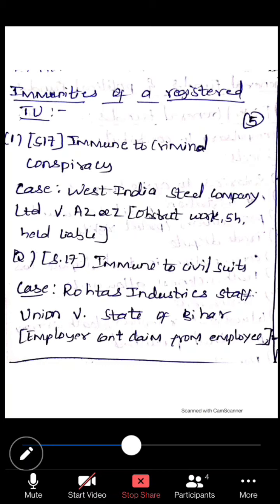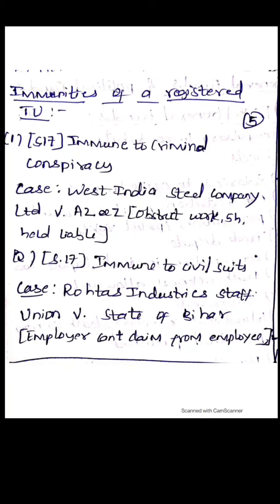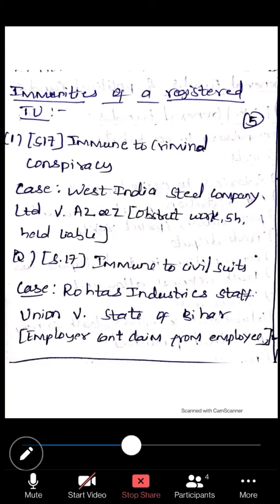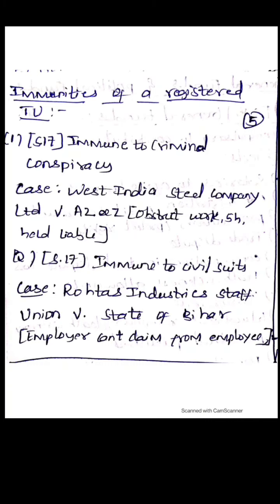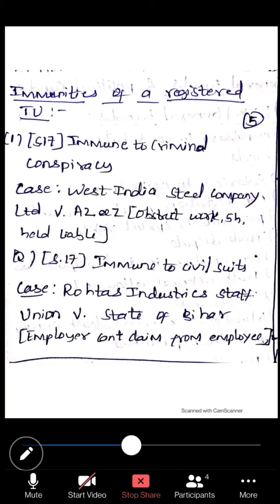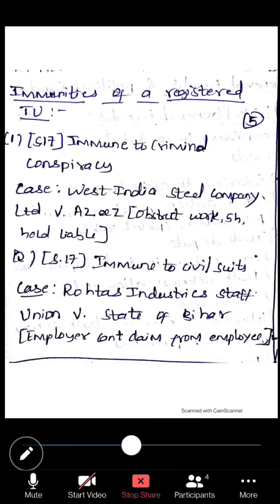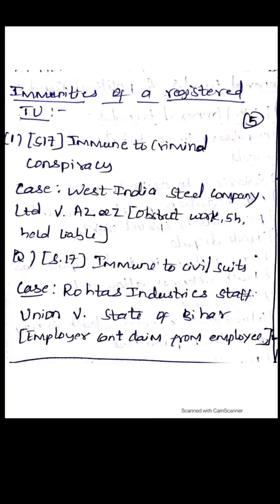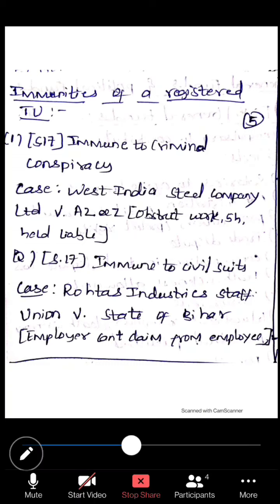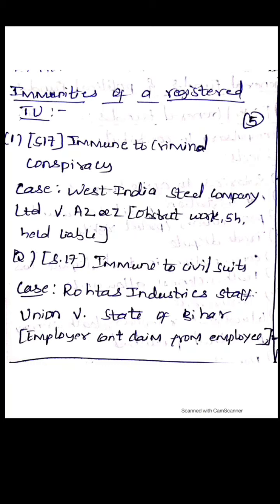Immunities of a registered trade union. So, what are the immunities of a registered trade union? The registered trade union has two immunities. It is immune to criminal conspiracies, and it is also immune to any civil suit.